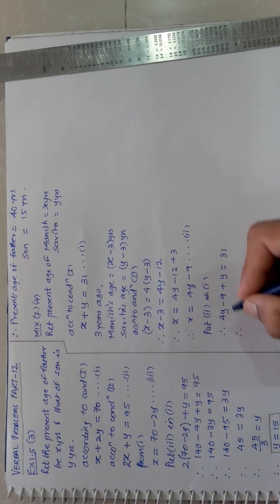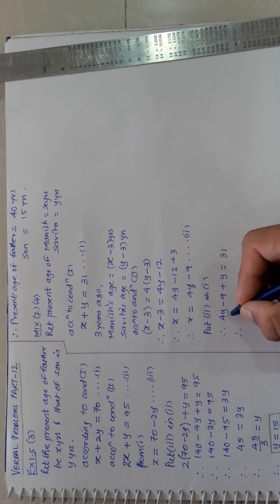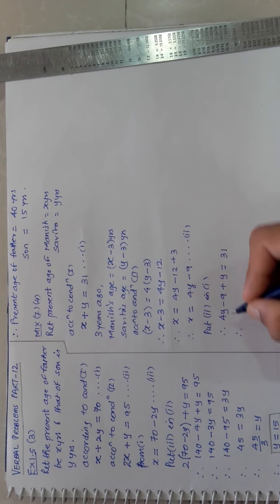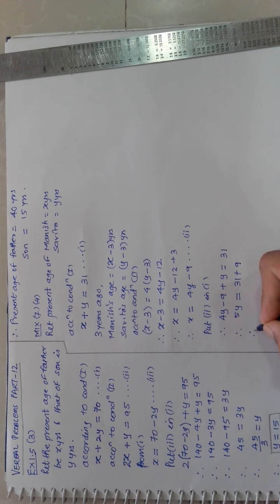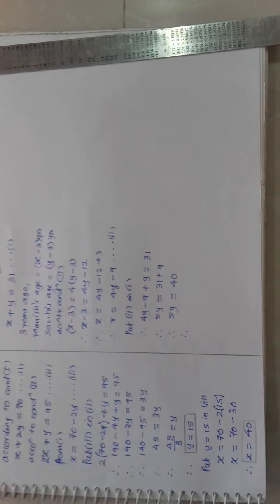So I get here, these two are like terms, and minus 9 I will transfer here, the number being on one side. So 4Y plus Y, 4Y plus 1Y is 5Y, is equal to 31 plus 9. So you get here 5Y is equal to 40. Got it? Now you got 5Y is equal to 40. So obviously Y will be equal to 8.